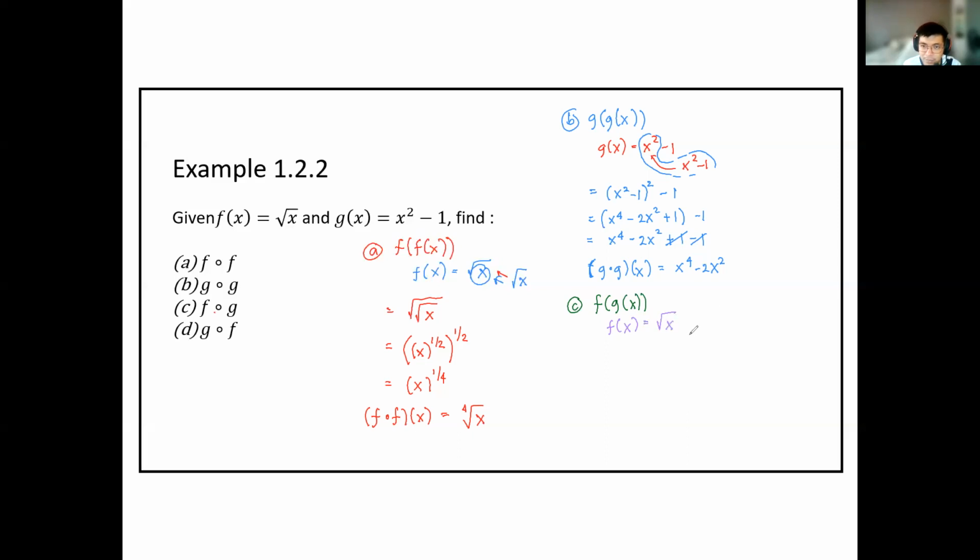Now our g of x would be equal to x squared minus 1. Since it's the f of g of x, the second term is always the term that you will replace into the first term. So again, since it's f of g of x, the second term will be the term that you input into the first function. In this case, g of x is the second function, so we have to plug in x squared minus 1 for the x value on the first function.